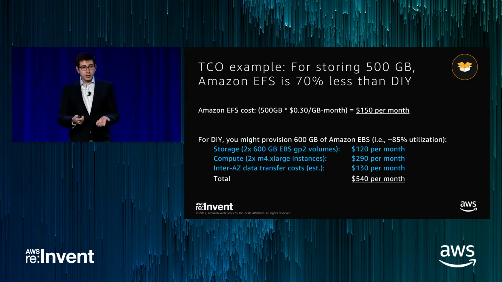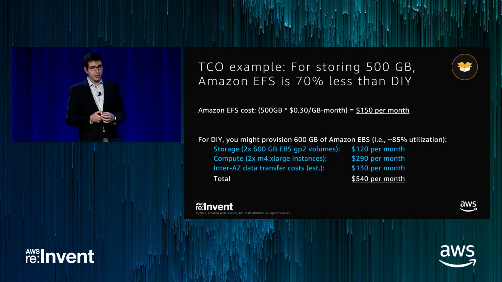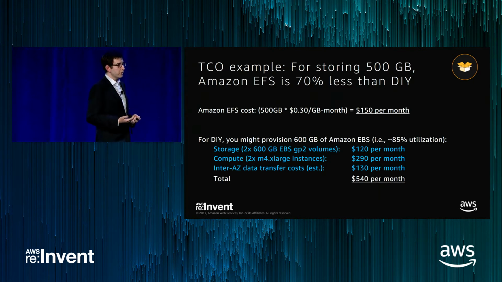Your server costs, your EC2 instance costs using 2 M4 X large instances would be $290 a month. And just the inter-AZ traffic for a pretty standard type of workload would be $130 a month. That comes to $540 a month. So that's one way to think about EFS's TCO and to put it into context.